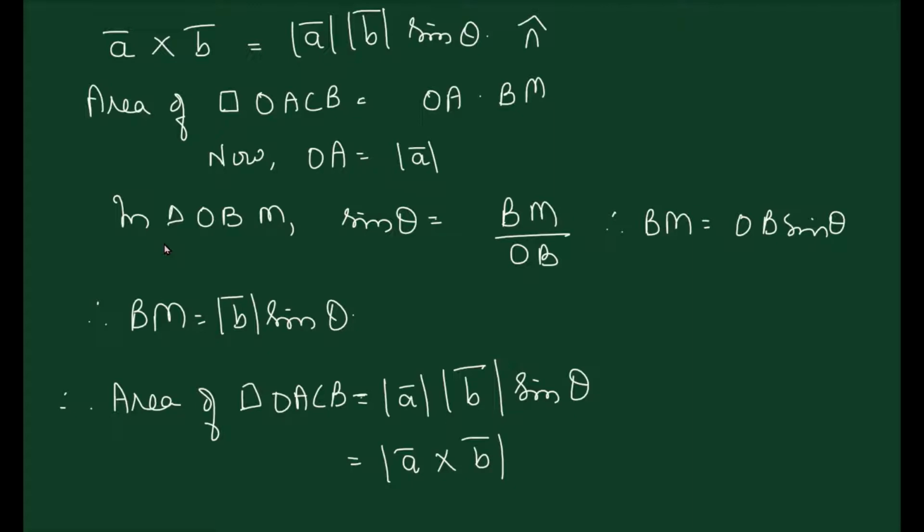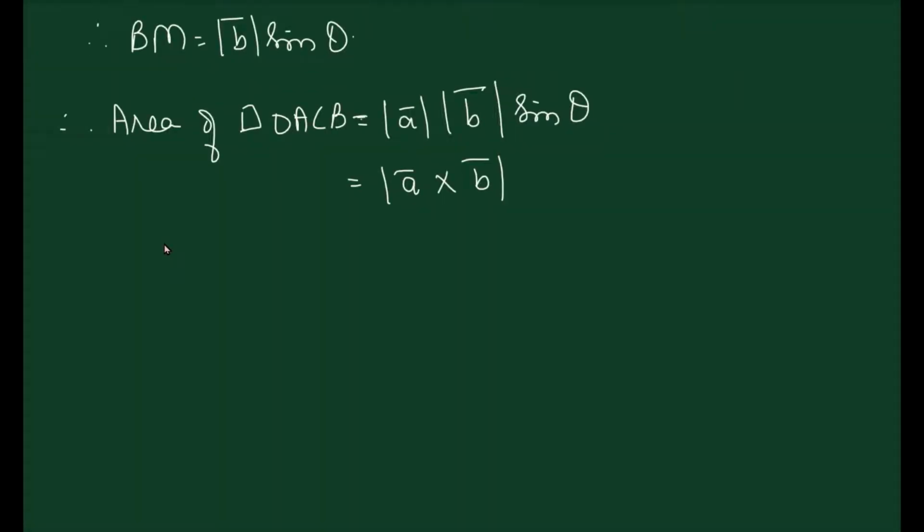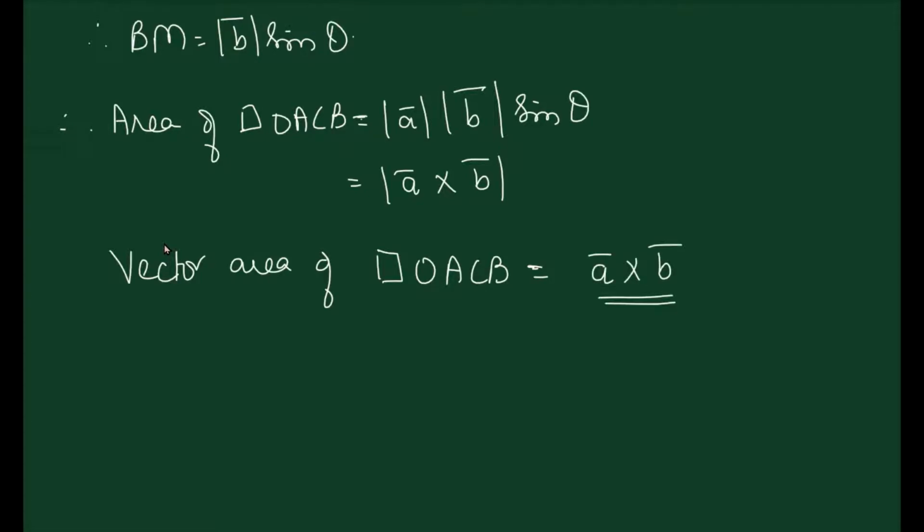Okay, and what is a vector area? So the vector area becomes, we just remove the mod sign and we get the vector area. So here vector area is equal to A cross B. So remember this formula. It will come in useful while solving the next few sums.